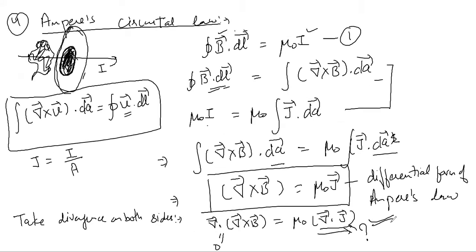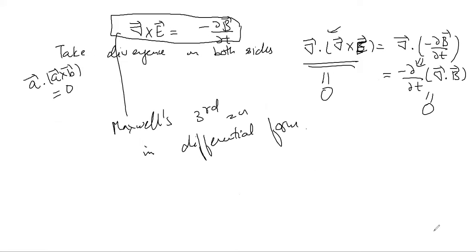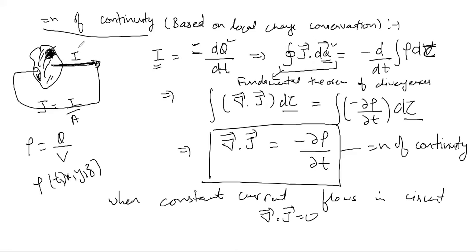But in the cases when this current that is flowing is in such a way that you are piling up charges somewhere, which happens in the case of, for example, when you are charging a capacitor. When you are charging a capacitor, you are piling up charges on the plates of the capacitor. And in that case, your del dot J will not be equal to zero.